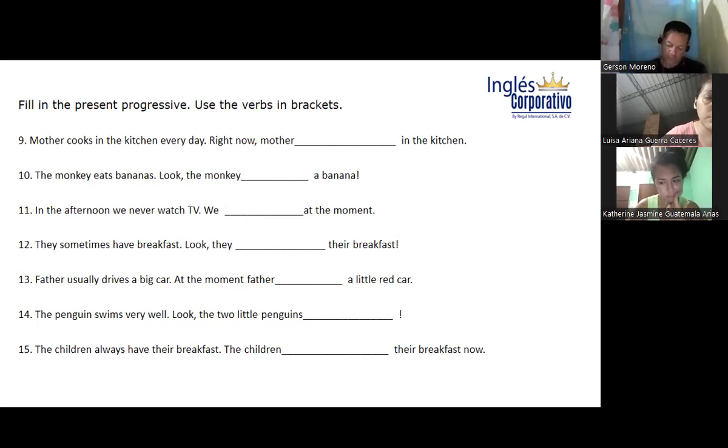Number 15. The children always have their breakfast. The children are having their breakfast now. Because remember that children represents a group of kids. So that means that we are using are. It's like, for example, people. People are watching the game. So we're talking about people, a group of persons, we could say. So we're talking about plural.